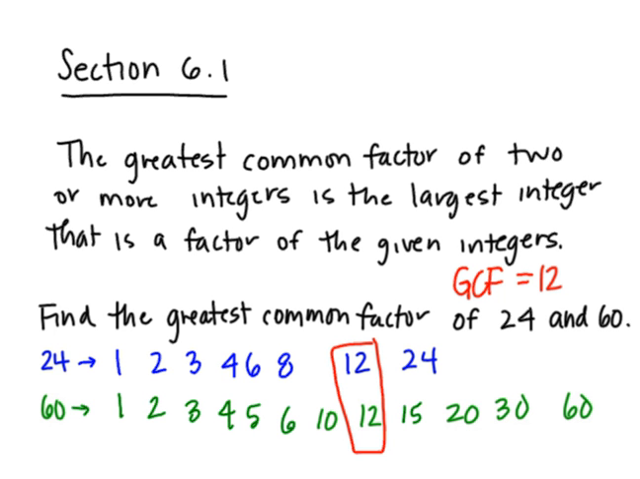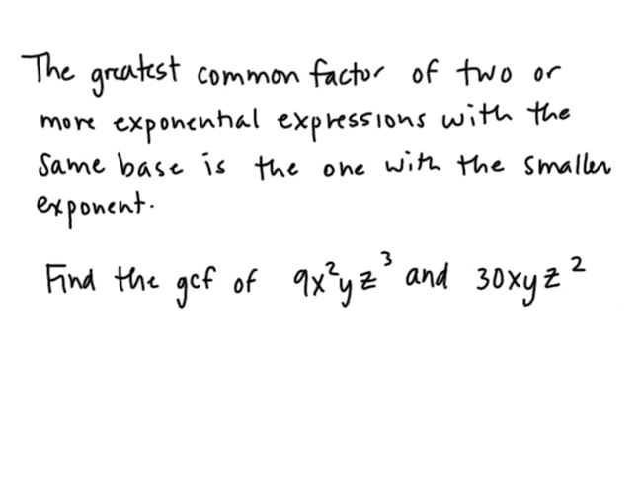Now we want to expand our common factor examples to include variables as well. So the greatest common factor of two or more exponential expressions with the same base is the one with the smaller exponent, because smaller means that they would have them in common. So I ask you to find the greatest common factor of 9x squared y z cubed and 30x y z squared.